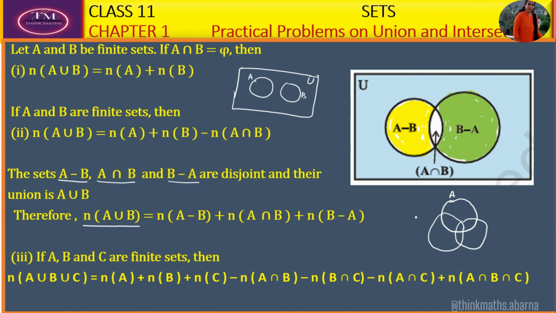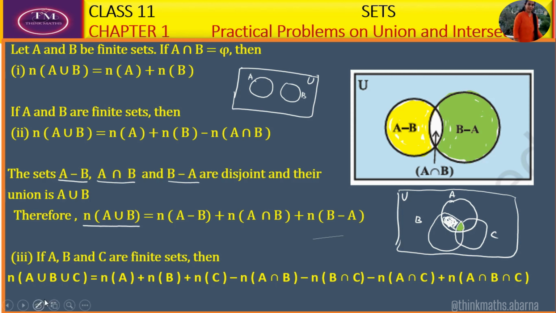So A, B, C. And this rectangle will be the union of all the three sets. So n of A, the number of elements in A. So in A we have this common portion also. This is the portion where A intersection B will be there. So this will also be included. This portion is A intersection B intersection C.